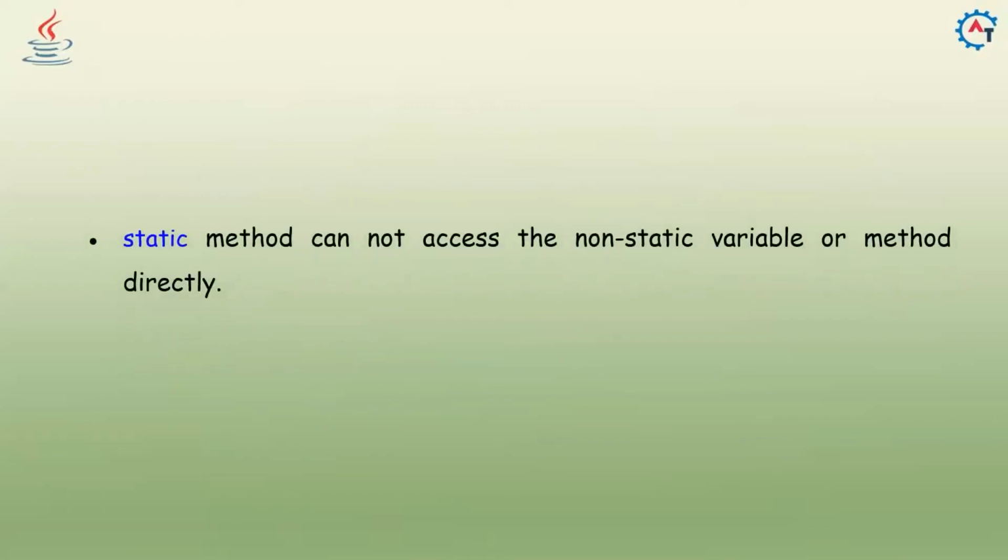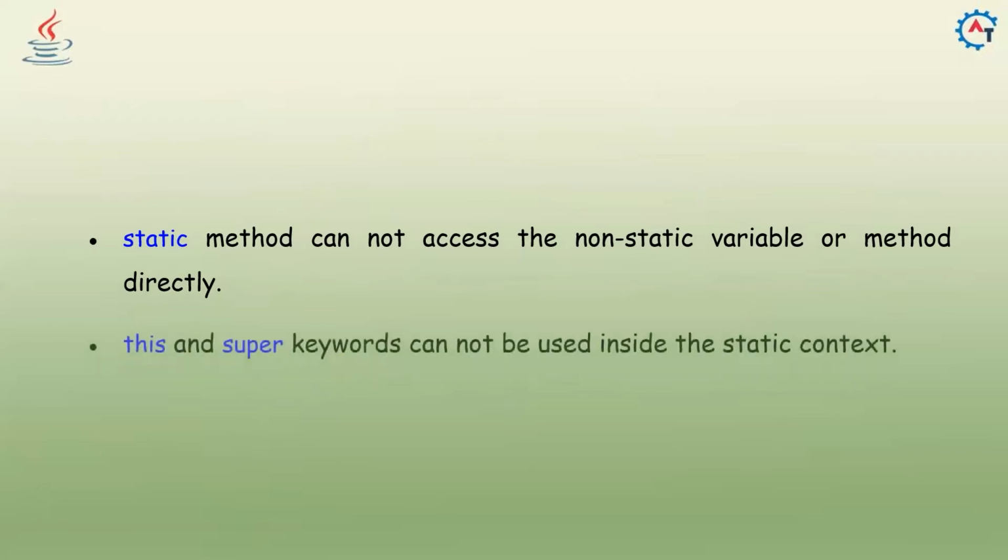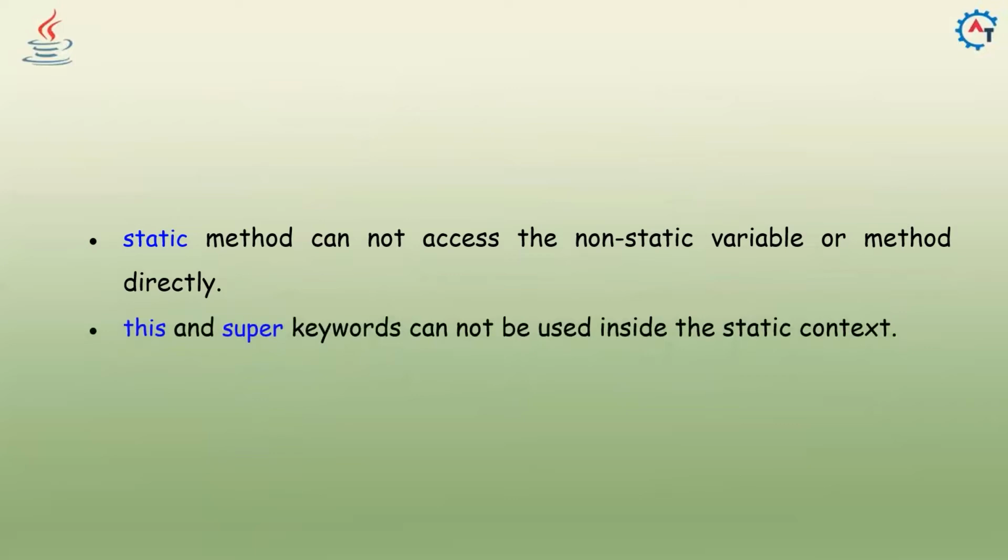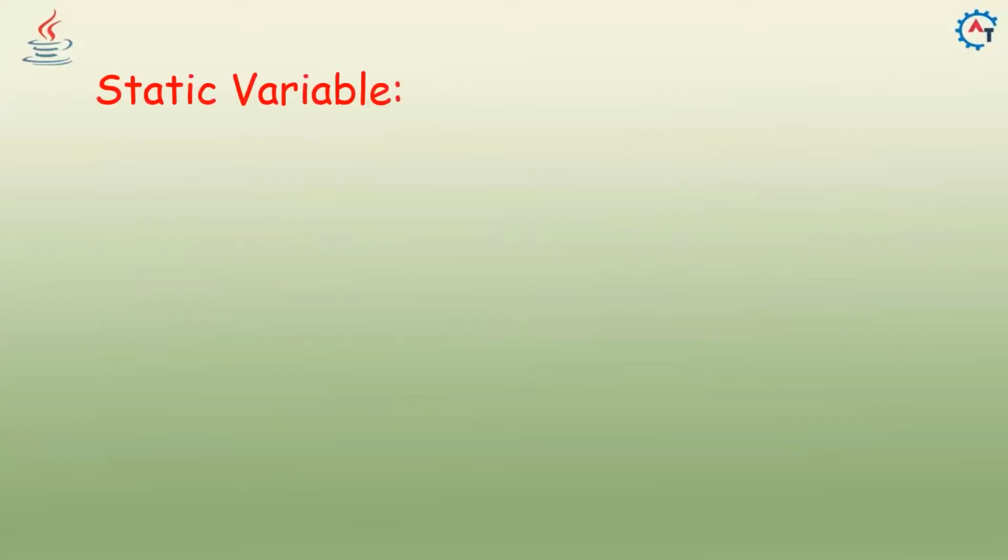A static method cannot access a non-static variable or method directly. We have seen in our previous video that in the public static void main, if you want to use normal, non-static methods, we need to create an object. So we cannot directly call those. The this and super keywords cannot be used inside a static context. This and super are related to object, while static is not related to object, it is class related. So these keywords cannot be used. What is this? What is super? We will discuss in our upcoming videos in detail.